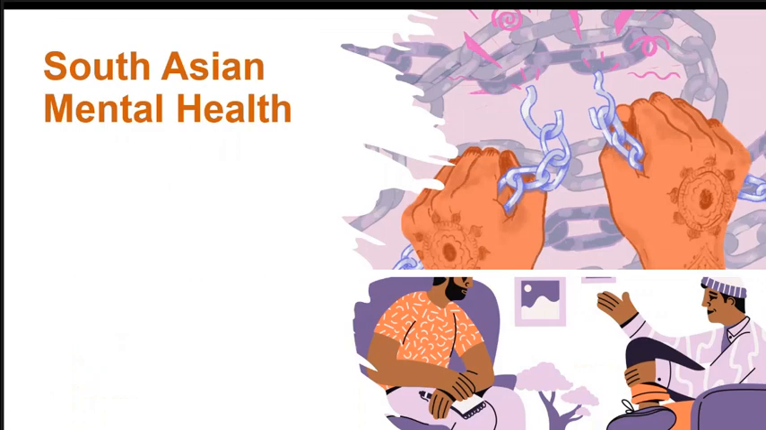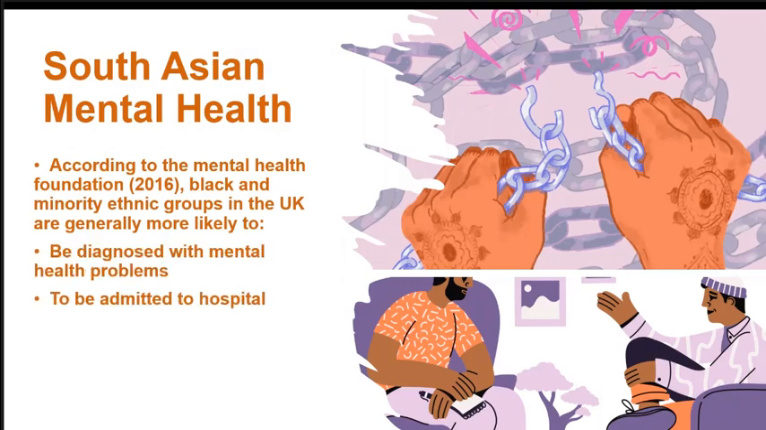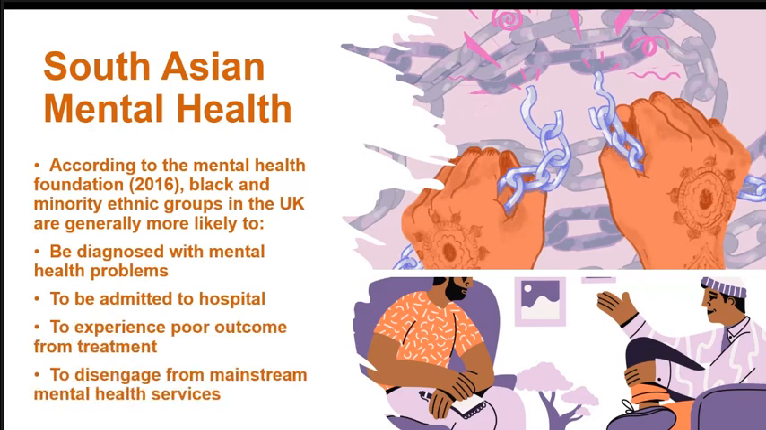So it leads us on to South Asian mental health in general, and what that means. According to the Mental Health Foundation, Black and minority ethnic groups in the UK are generally more likely to be diagnosed with mental health problems, admitted to hospital, experience poor outcomes from treatment, and disengage from mainstream mental health services. But those are only the ones presenting to mental health services, the ones whose heads are above the parapet, if you will. There are a lot of people not even getting to that place in the first place. So the data is a bit skewed, and there is limited research. There's a lot more research being done recently, and you will see a lot of papers coming out, in press or being submitted. But up until now, the research has been quite poor, which misses a huge demographic of people.